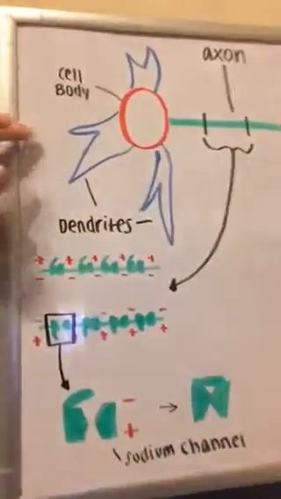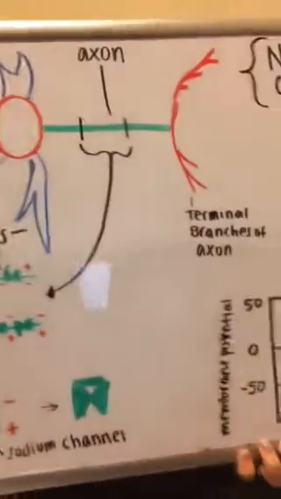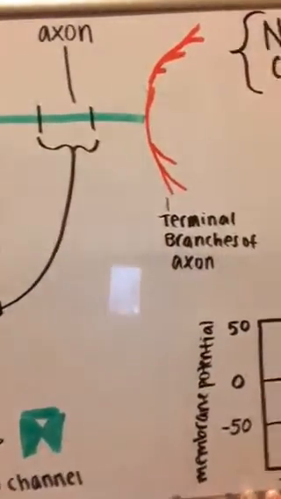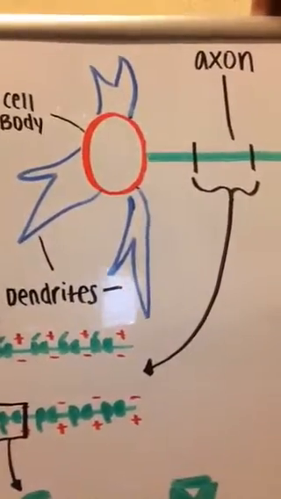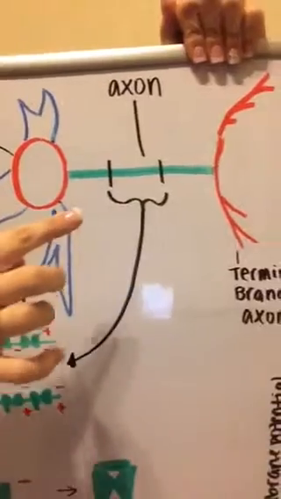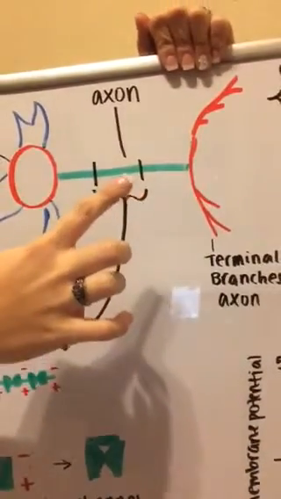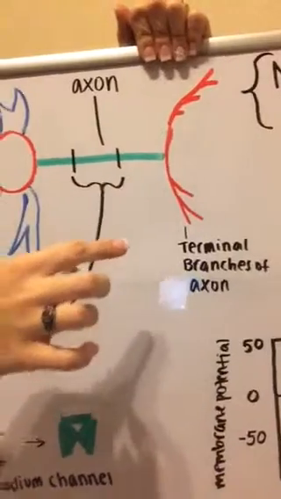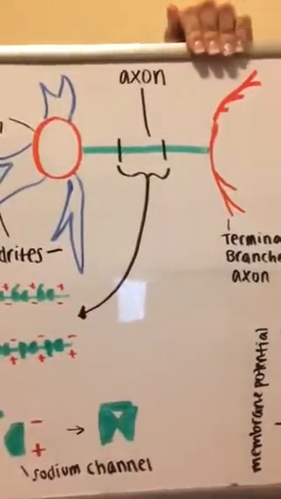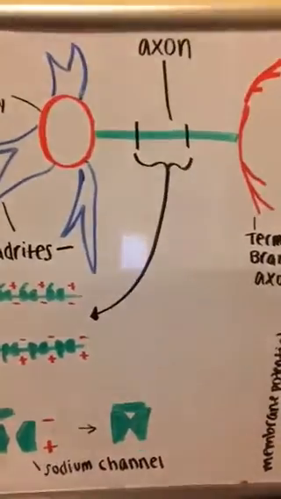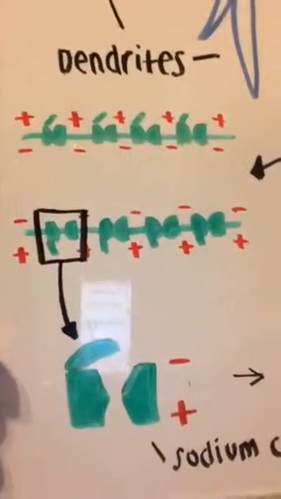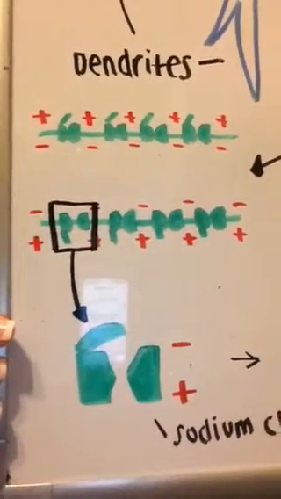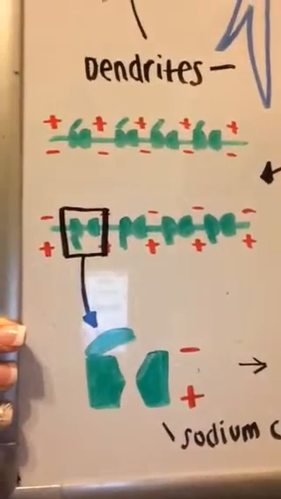Now, this is the cell body, the axon, and the terminal branches of the axon. Signals are received in the cell body, and then signals are conducted through the axon and transmitted out the terminal branches of the axon. And these signals are known as action potentials. And these are the voltage-gated sodium channels. When the voltage-gated sodium channels open, sodium ions rush into the axon, depolarizing its membrane.